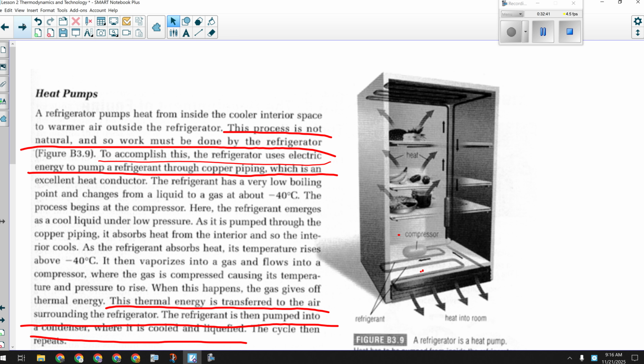All right. So your refrigerator is a heat pump. I'll get you to copy down what's in or underline there, please. I'll give you a couple minutes to do that, and then we'll talk about how your fridge works.